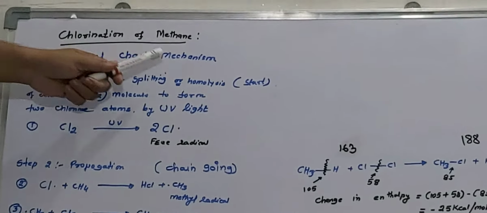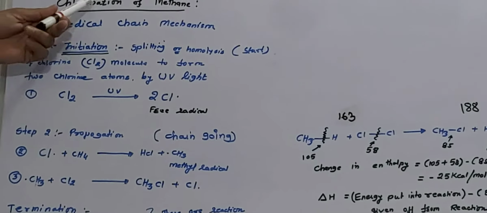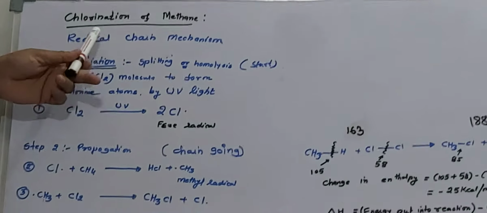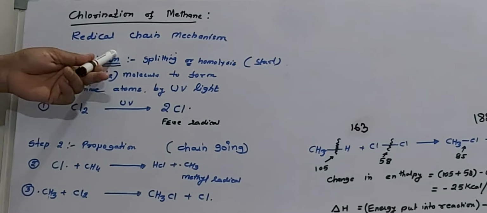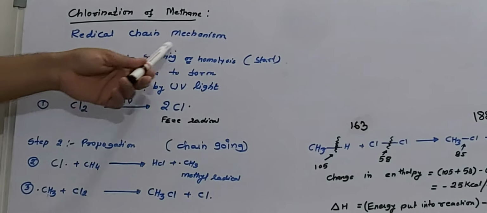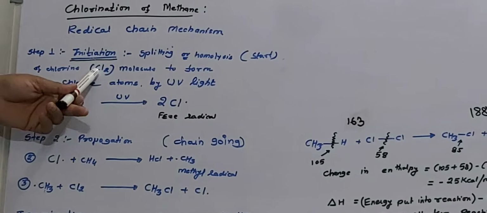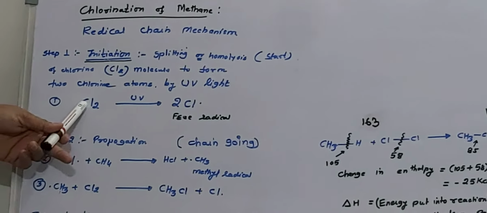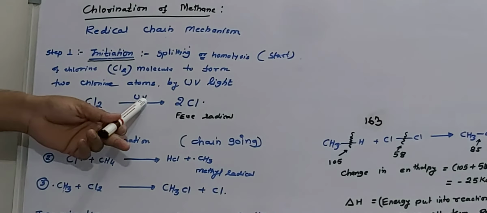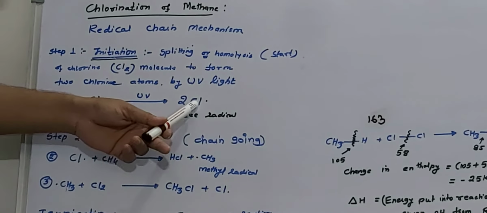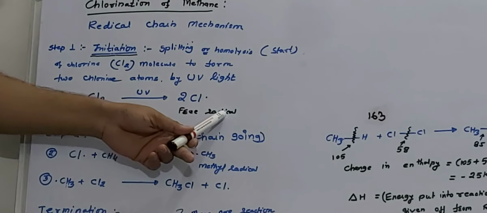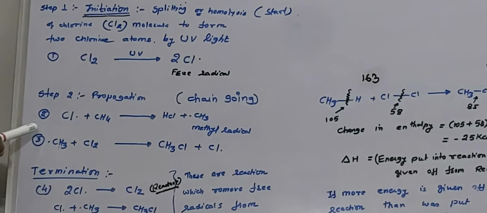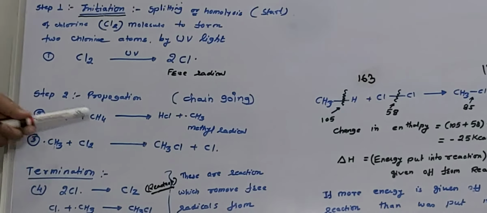So let us have a look at the mechanism. The first step involved in this chlorination of methane is the initiation reaction. Why is it known as the initiation reaction? Because it is the start of the reaction. How does this reaction start? The splitting or homolysis of the chlorine, that is the Cl2 molecule, to form 2 chlorine atoms by UV light. We have discussed this part already, that is Cl2 under the UV light, we are getting the 2 Cl atoms which are known as free radicals because they have only one electron and they have high reactivity. So they undergo reaction with the CH4.